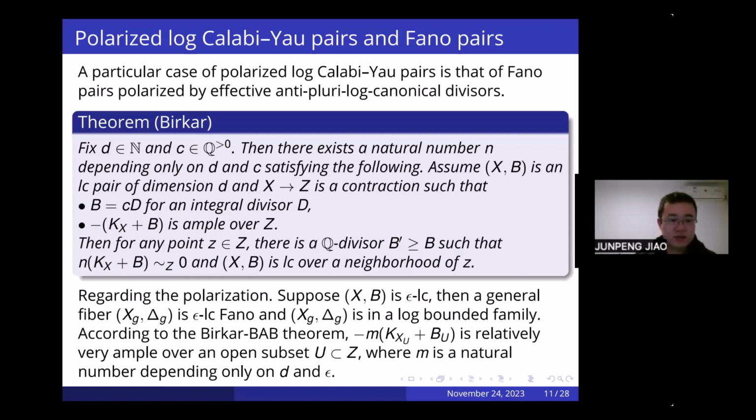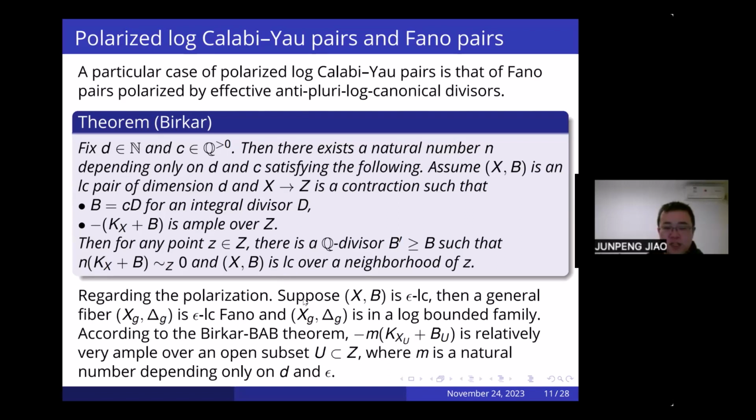Here, as we can see, because n(K_X plus B prime) is linearly equivalent to 0 over Z, then the coefficient, in particular, the coefficient of B prime should be some natural number over n. So n times B prime is integral. So with this theorem, we can construct a relative log Calabi family.